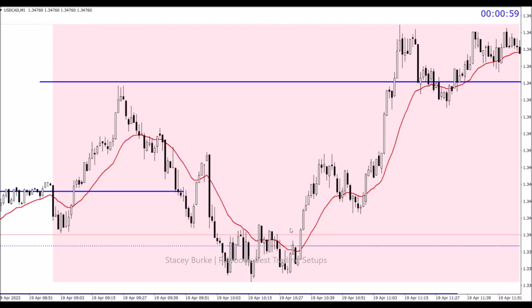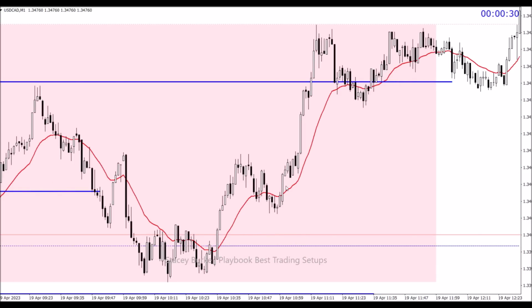This is where I'm going to get in. I'm going to probably get in fairly strong here. And then I'm going to add in because the market's about to go parabolic. Add in. Parabolic move, take money off.